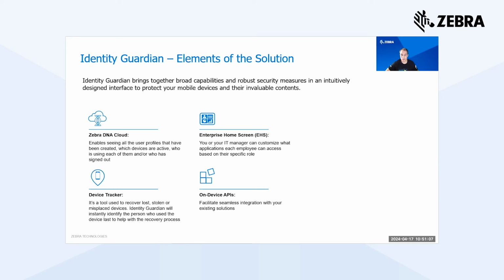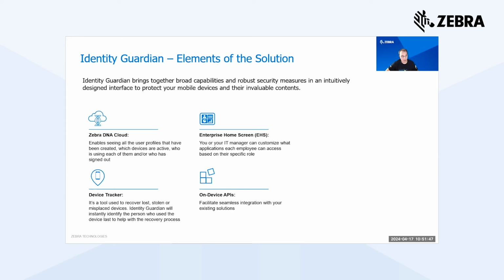On device APIs, we can also work with the APIs by integrating Identity Guardian with an application that we are going to use. And device tracker. Device tracker is also another integration. It's a tool used to recover lost, stolen, or misplaced devices. And if we use Identity Guardian together with the device tracker, we'll be able to instantly identify the person who used the device in order to help out with the recovery process.